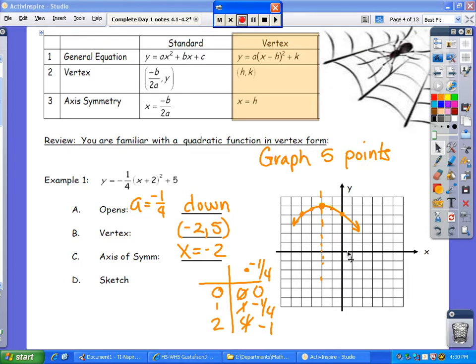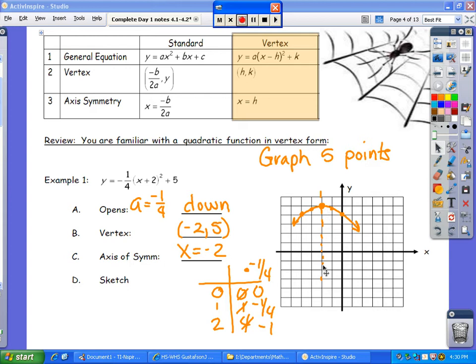Alright, let's graph that first. So we got -2, 5. Alright, our goal is to get 5 points. So I'm going to use my parent points. So I've got (0, 0), (1, 1), (2, 4). We're going to multiply by -1/4. So we end up with 0, -1/4, -1.